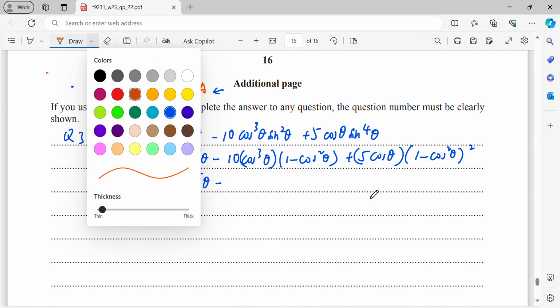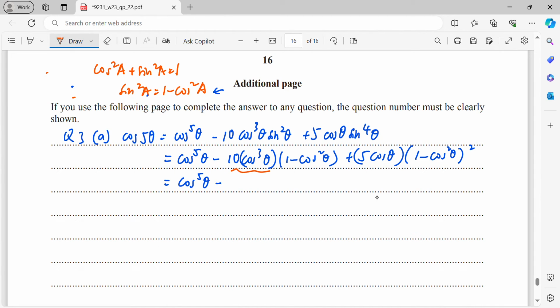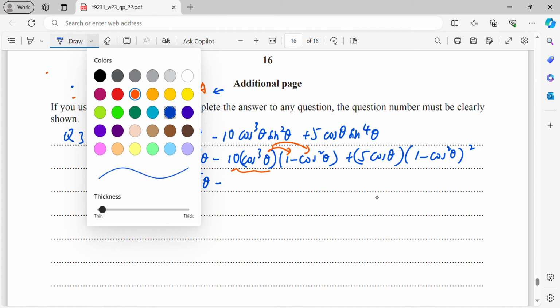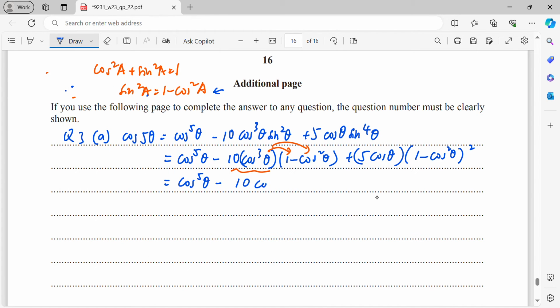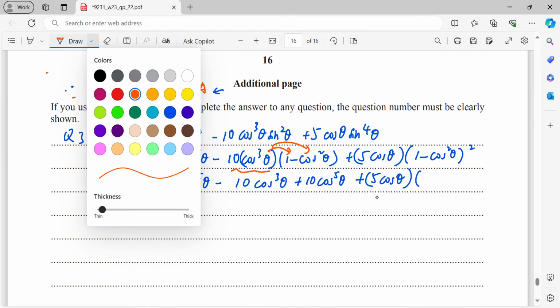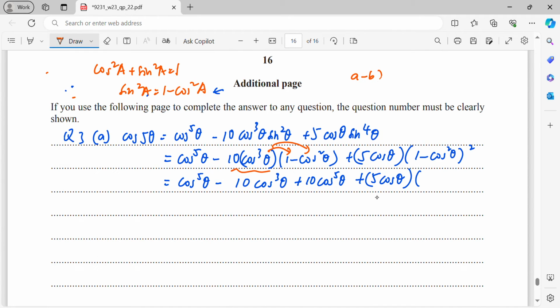So here this is 10 cos cubed multiplied with 1 multiplied with negative cos squared theta. So you get negative 10 cos^3 theta, minus minus is a plus. So plus 10 cos^5 theta. And plus remain the 5 cos theta here and do the expansion for the 1 minus cos squared theta. Use this formula, quadratic expansion.